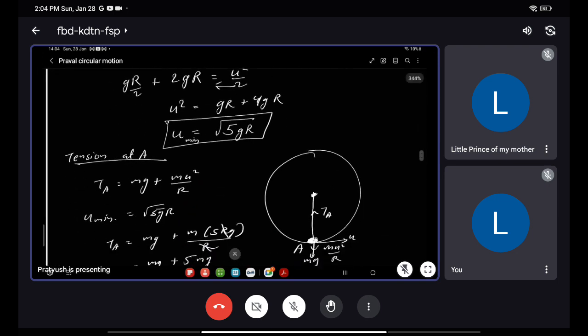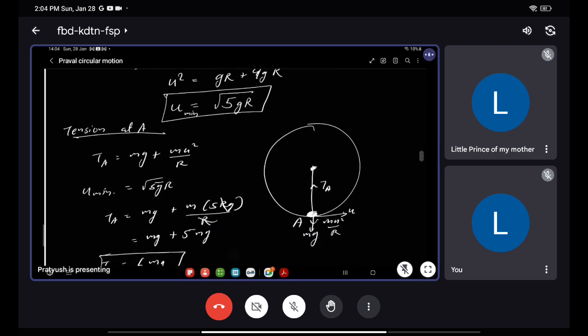Next, tension at point A. At point A, the velocity is under root of 5gr and its weight is already there, mg. Now, what will be the tension at point A? The tension at point A will be mg plus mv square by r, and here the velocity is under root of 5gr. So what will be the tension? Tension will be 6 times the weight of the object.